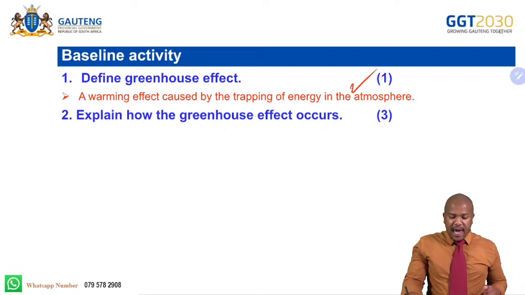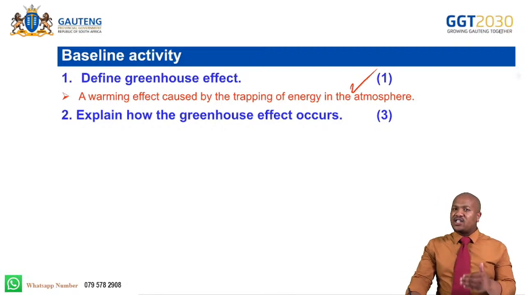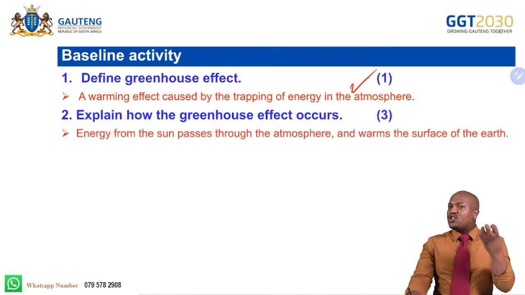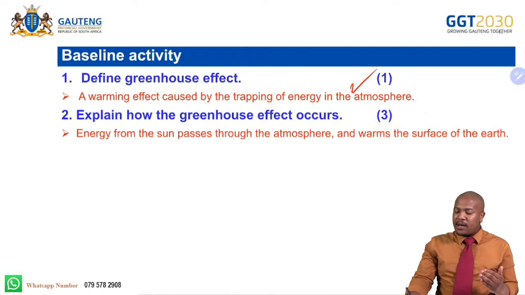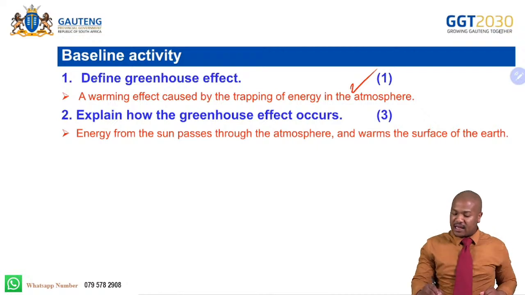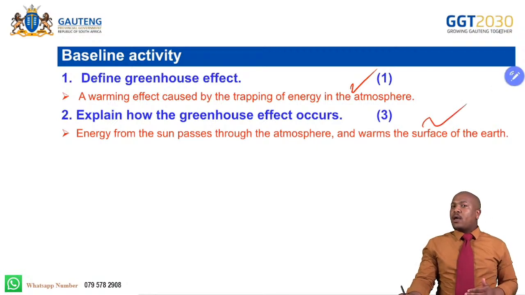Number two, explain how the greenhouse effect occurs. This is how the energy from the sun, or the insolation, passes through the atmosphere and warms the surface of the earth. And that's not all. What happens?